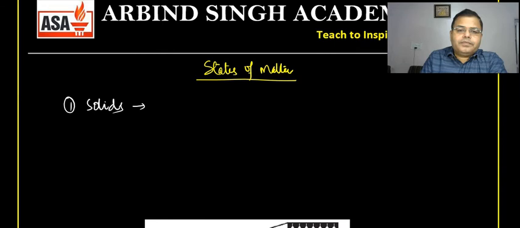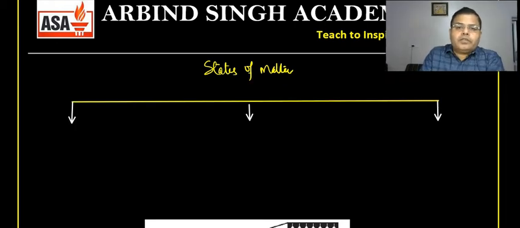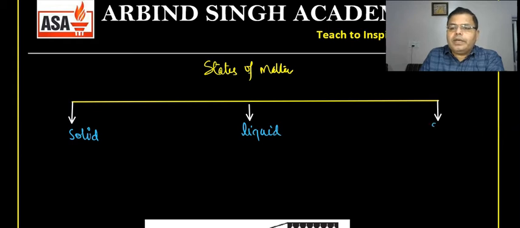On the basis of composition of matter, there are three types of substance called solid, liquid and gas. Here, what is specific about this solid?